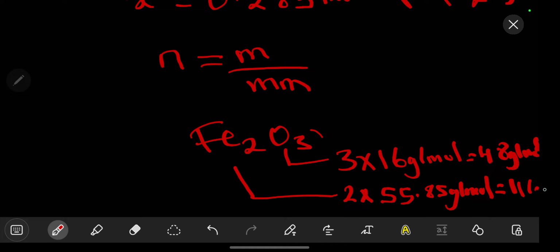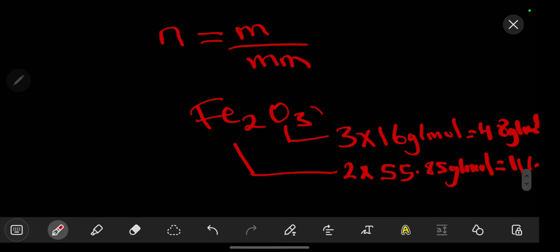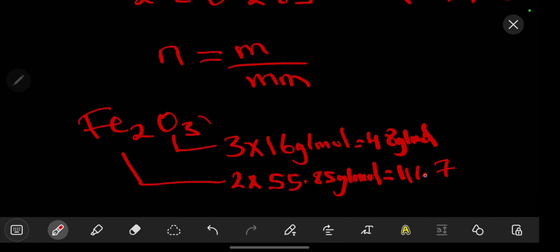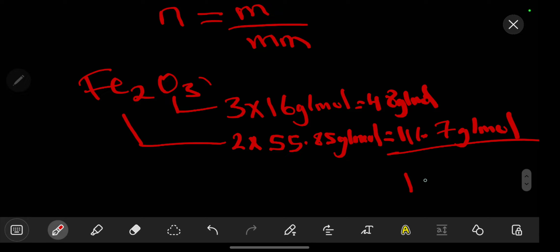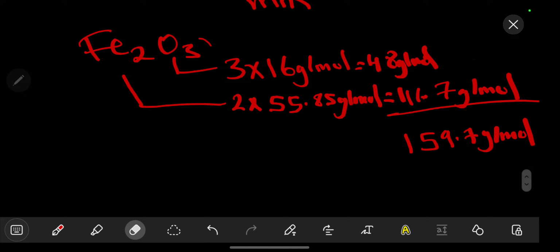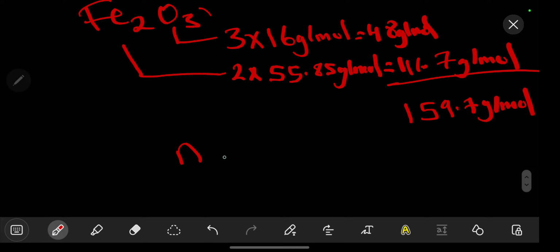So we have 111.7, and space has run out. Then we add the 48. When we add them, we get 159.7 grams per mole. So we can use this formula now to calculate the mass. We know that the number of moles is equal to mass over molar mass.